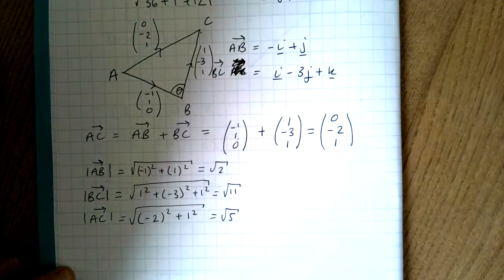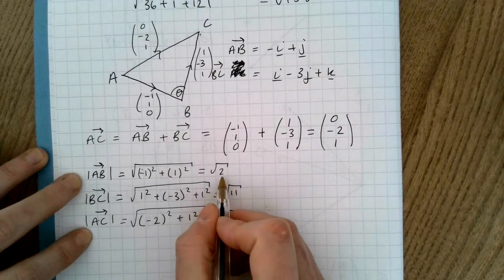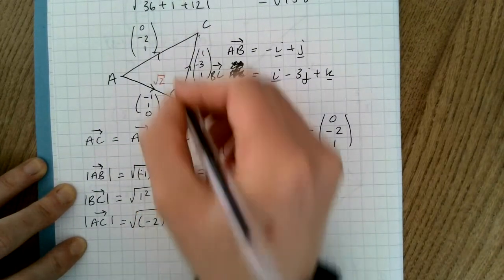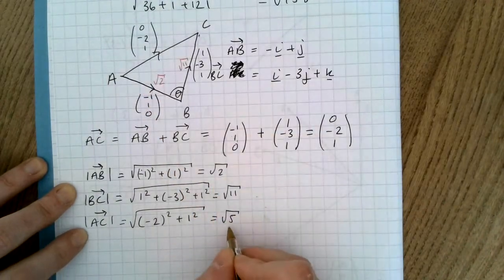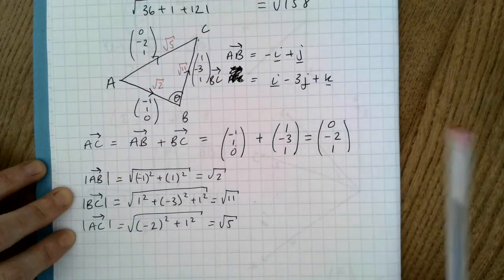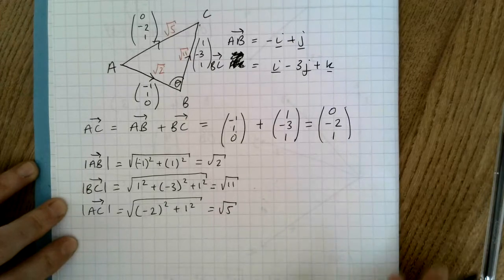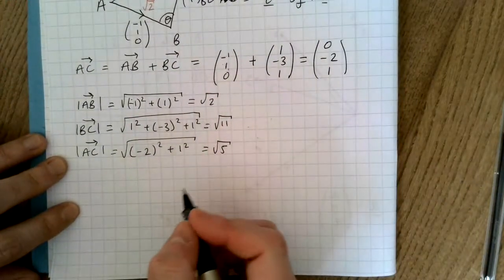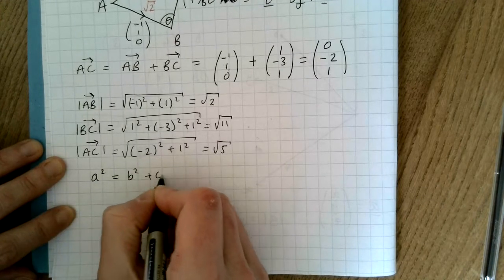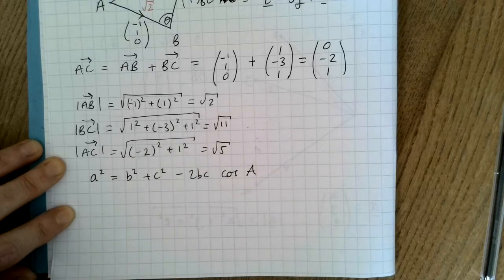So if I use a different colour, it'll make it a bit more obvious. So AB is √2, so that one is √2. BC is √11, and AC is √5. Okay. So now I can use the cosine rule. So the cosine rule is that A squared equals B squared plus C squared minus 2BC cos A.